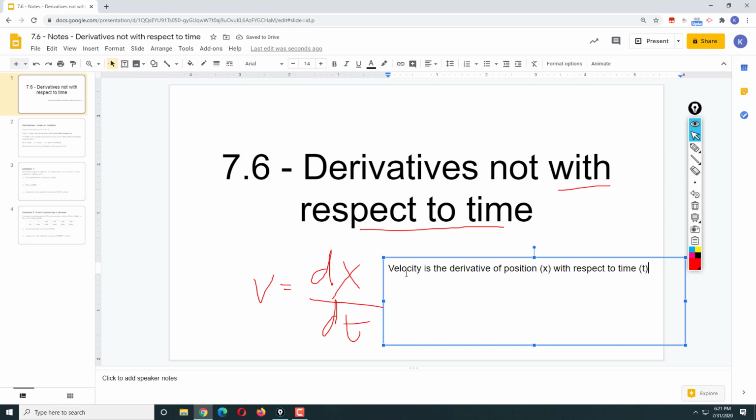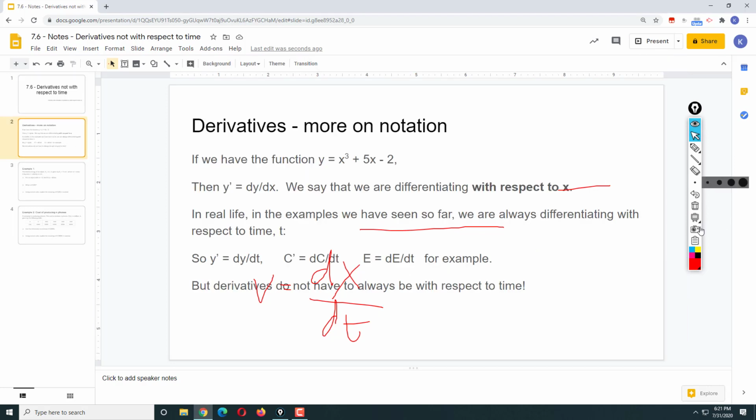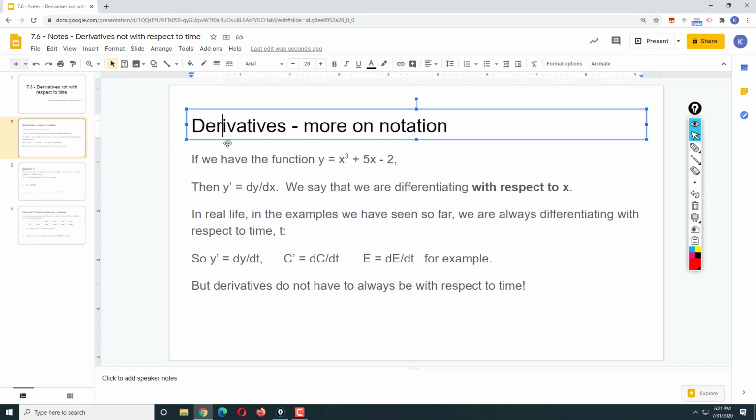In our last few videos, we're usually talking about something over dt, especially in related rates. That's always like dx over dt, dc over dt, and so forth. But that doesn't have to be true. So, more on notation in derivatives.